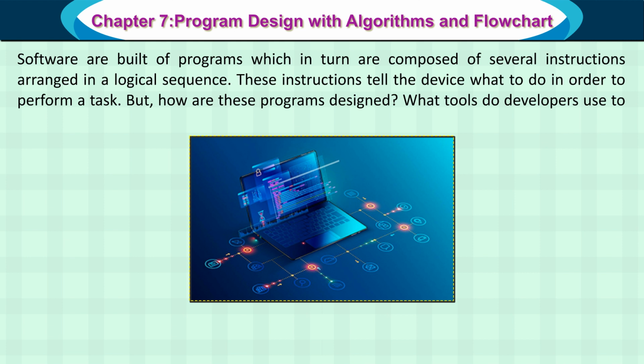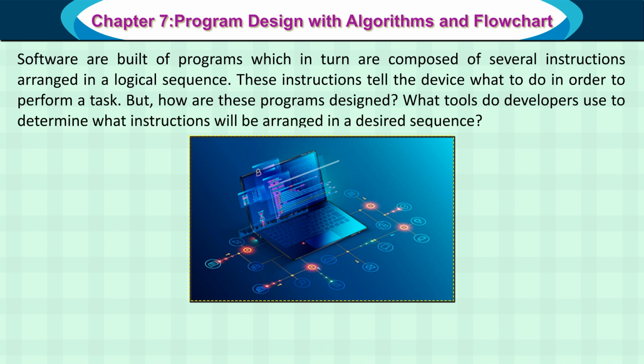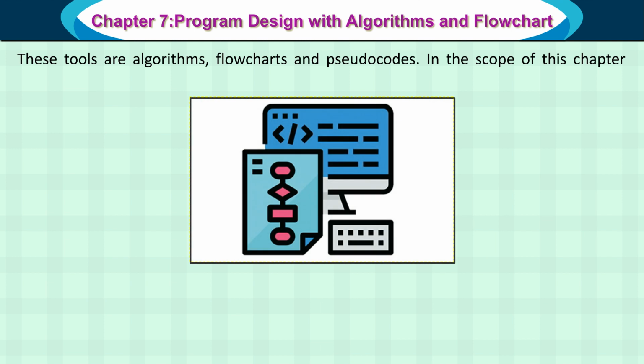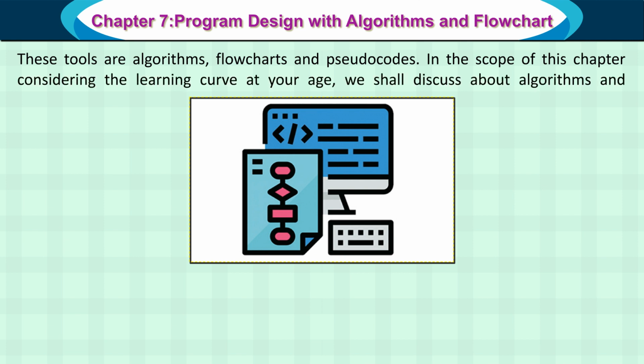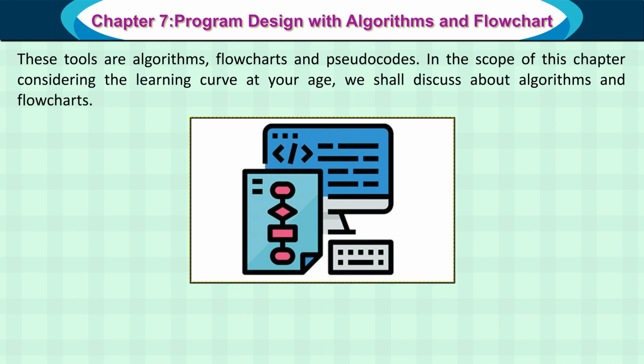But how are these programs designed? What tools do developers use to determine what instructions will be arranged in a desired sequence? These tools are algorithms, flowcharts, and pseudocodes. In the scope of this chapter, considering the learning curve at your age, we shall discuss algorithms and flowcharts.